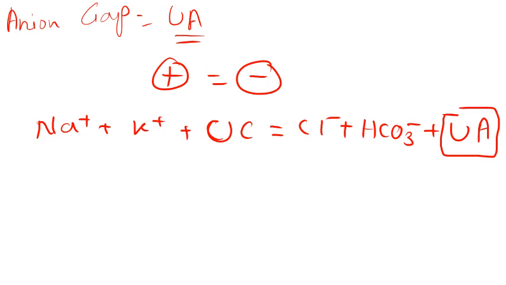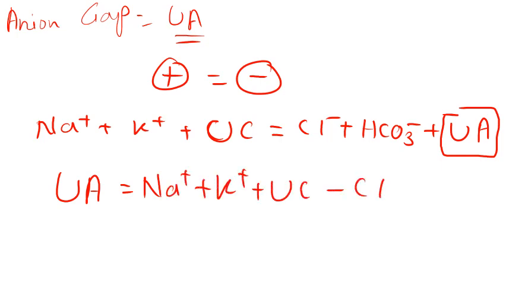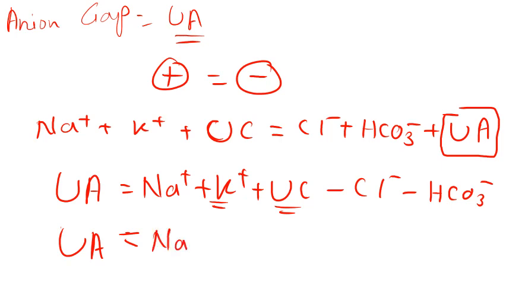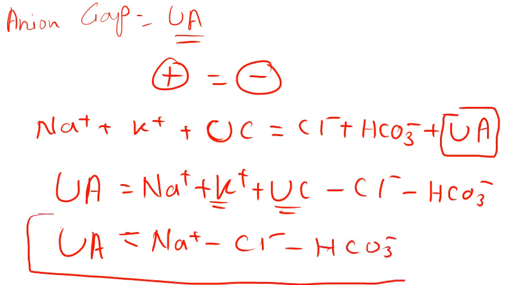So how we will calculate is, unmeasured anions is equal to sodium plus potassium plus unmeasured cations minus chloride minus bicarb. The values of potassium and unmeasured cations are often very low as compared to sodium, chloride and bicarb values, so we tend to ignore them and we calculate the anion gap, that is unmeasured anions, as sodium minus chloride minus bicarb.